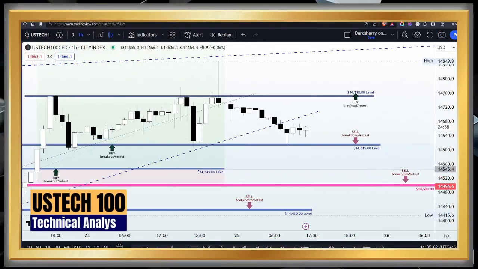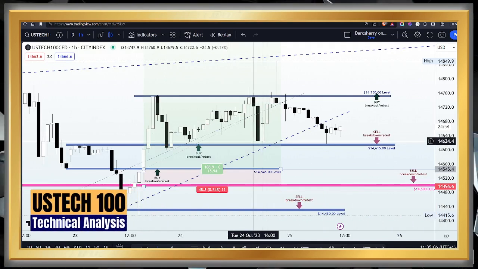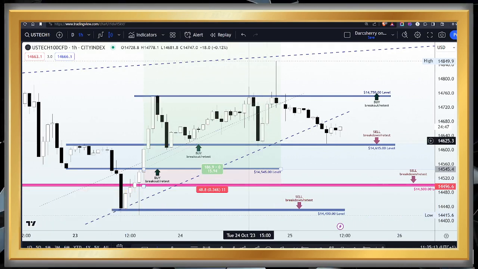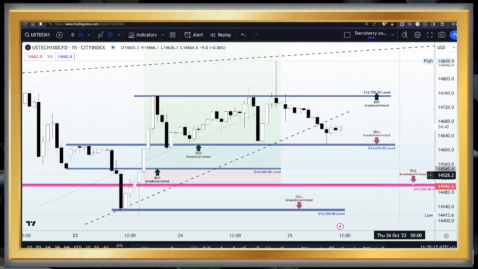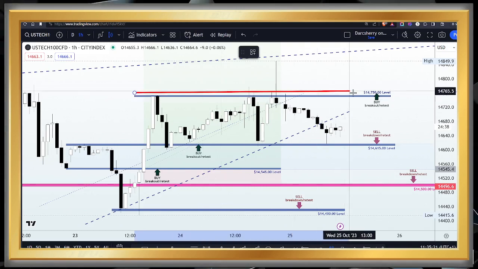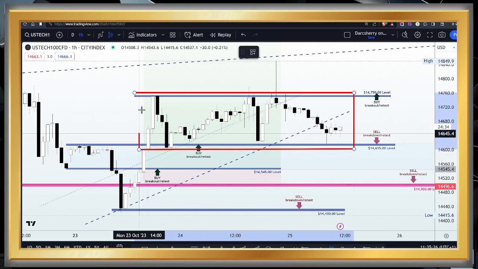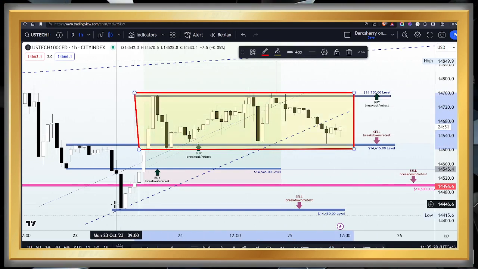So the next asset on our watch list for today is the USTech 100, and in fact, it's quite an interesting situation in the market right now, as the market has gone into a choppy phase in the last 48 hours. As you will see, price has since been caught within a range between the 14,750 and the 14,615 area to indicate the level of uncertainty in this market.